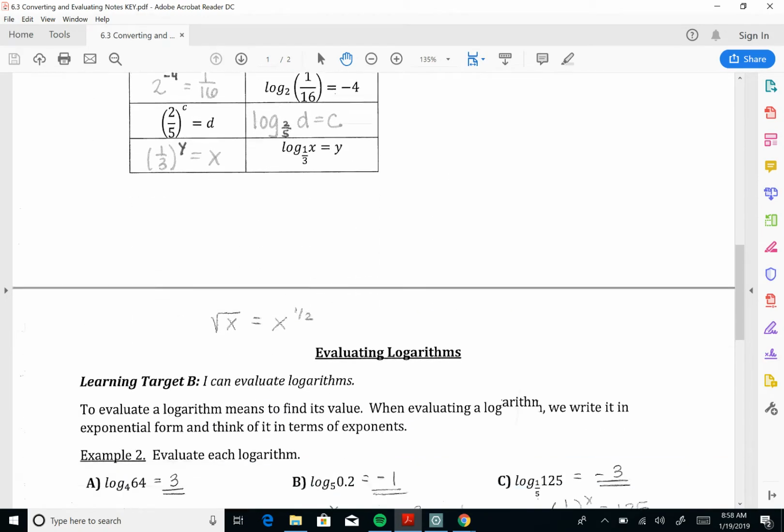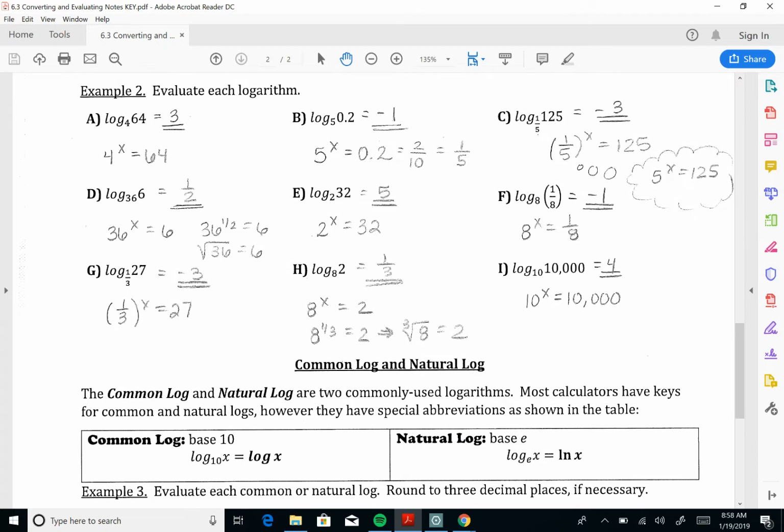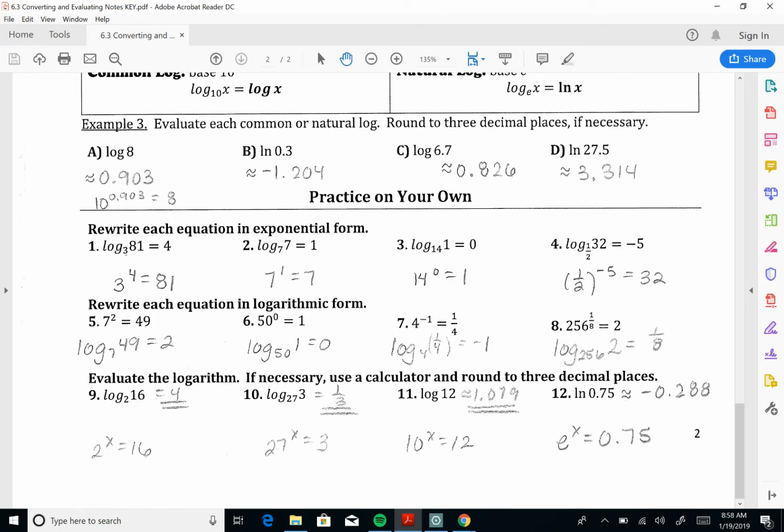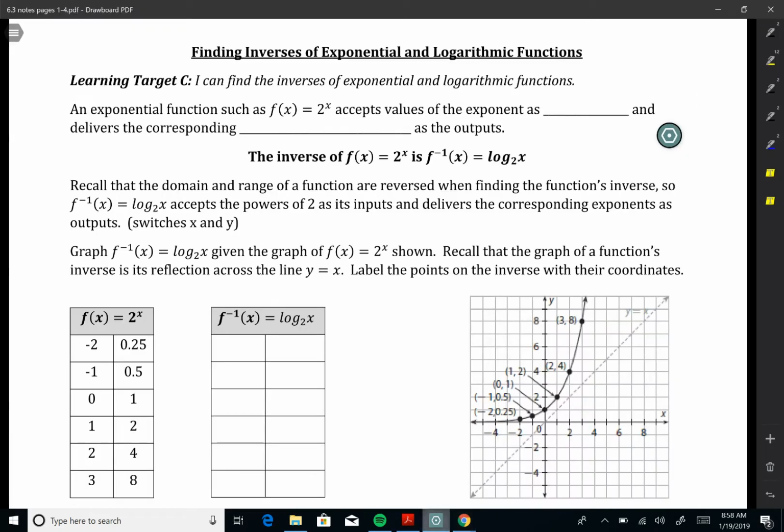So inverses are things that undo each other. For instance, when we were evaluating all these logs here in example 2, we thought of them in exponential form to really undo. Basically, if you understand that the inverse of a log is an exponential and the inverse of an exponential is a log, this should make a little more sense to you today. So our learning target is: I can find the inverses of exponential and logarithmic functions.